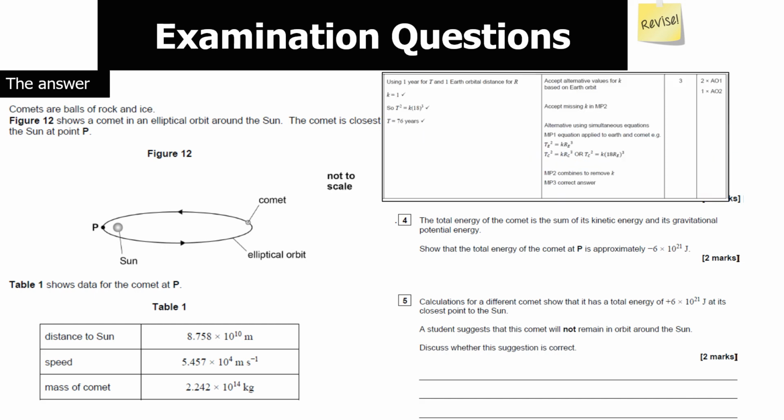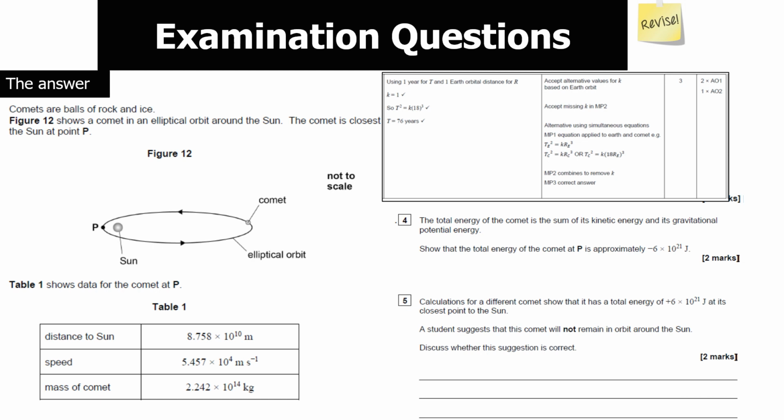Now you have all those values because you know that the time in years for the Earth is 1, and because you're using a ratio, you do not need to convert it into seconds. You know the distance between the Earth and the Sun, the radius of the Earth's orbit, because it's given to you in the equation book. And you also know the distance between the Sun and the comet. So with that, you can work out your value for time, T, and it is 76 years.